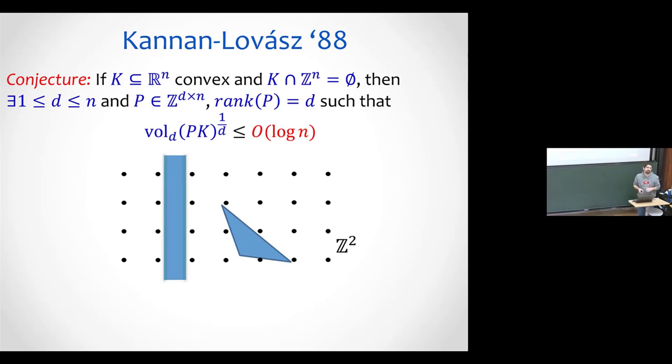So here's a conjecture. The goal of this talk is going to explain why this conjecture is meaningful. It's not obviously clear why the conjecture should be meaningful. But here it is in the simplest possible form. It says: if I have a convex set, and it doesn't contain integer points.